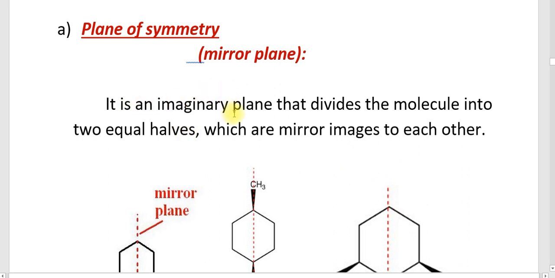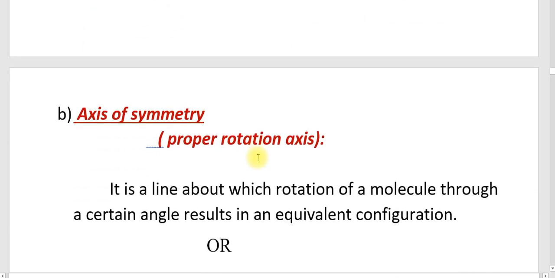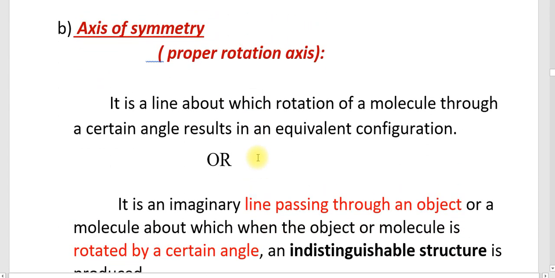It is an imaginary plane. We are imagining a plane that divides the molecule into two equal halves, which are mirror images of each other. Anyway, the next is the axis of symmetry or proper rotation axis. Here I have given 2 or 3 definitions for this axis of symmetry.